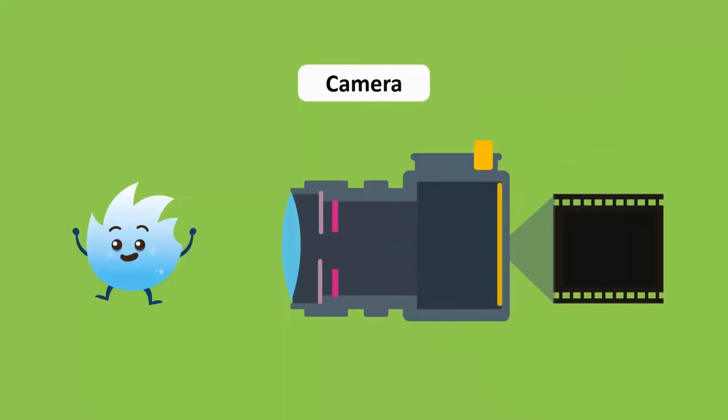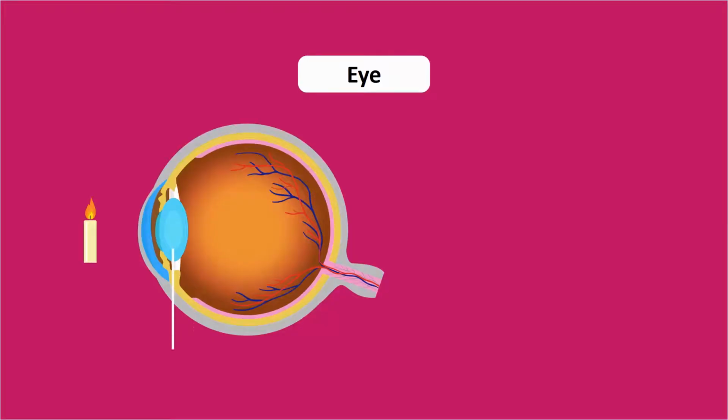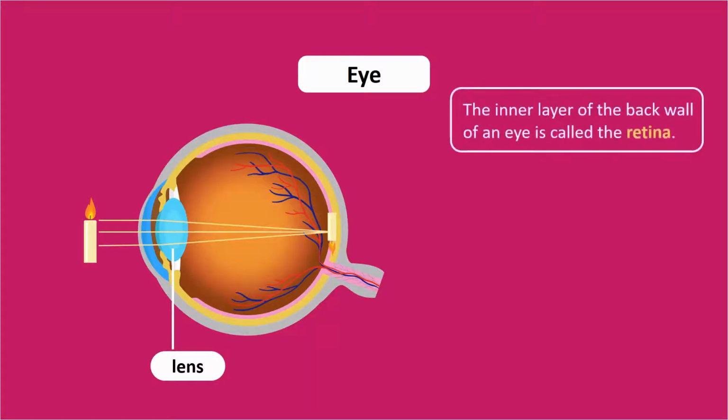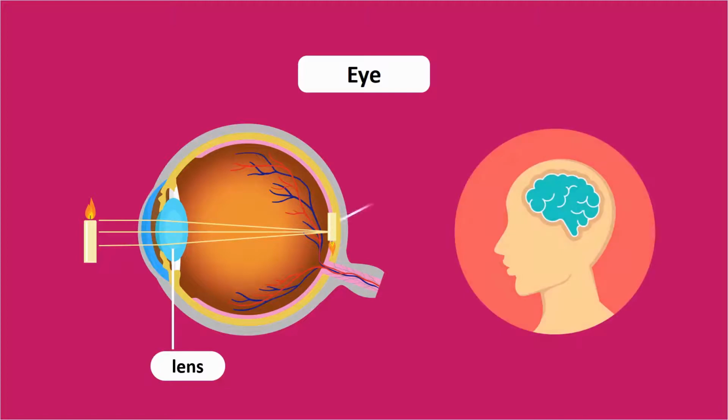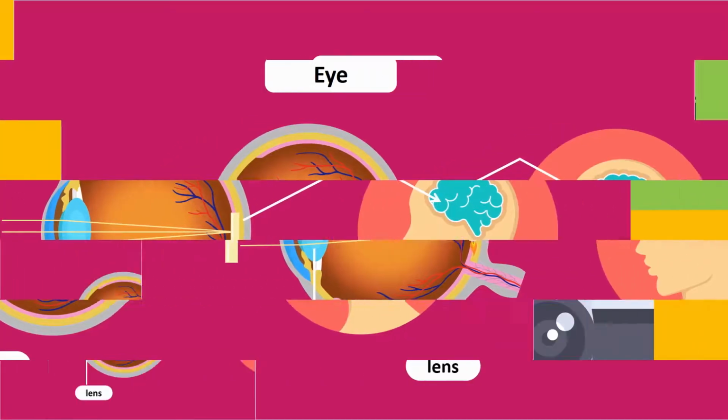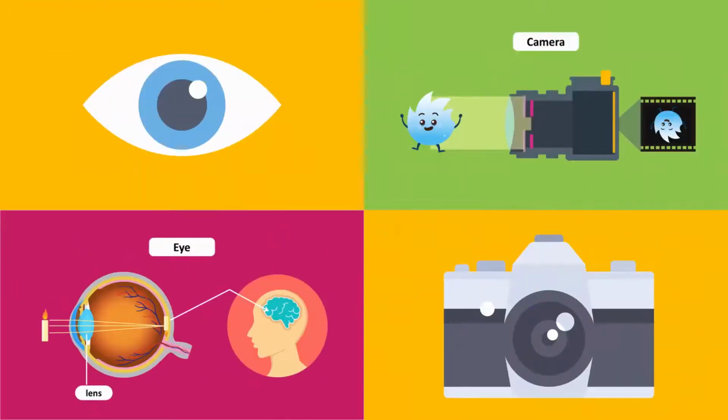The lens in the camera forms a real and inverted image of an object on the film by collecting the refracted light. Similarly, the eye's lens forms a real and inverted image of the object on the retina. Recall that the inner layer of the back wall of an eye is called the retina. The optic nerve carries this real and inverted image in the form of signals to the brain, and the brain interprets it correctly. So this is how the eye and the camera function, but there are also some differences.